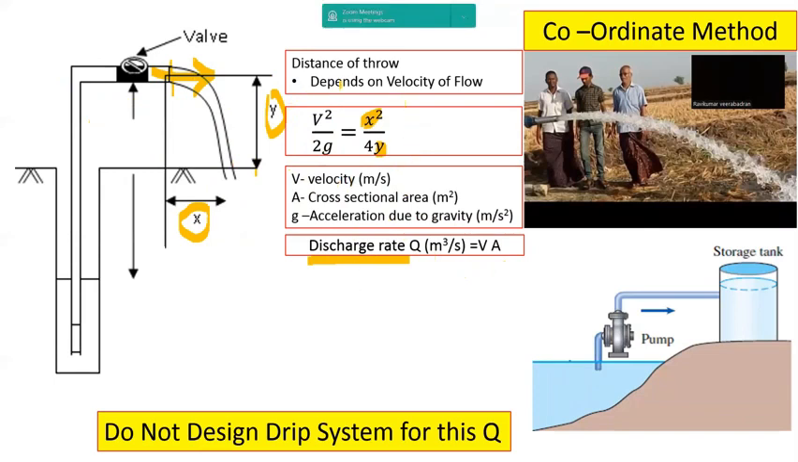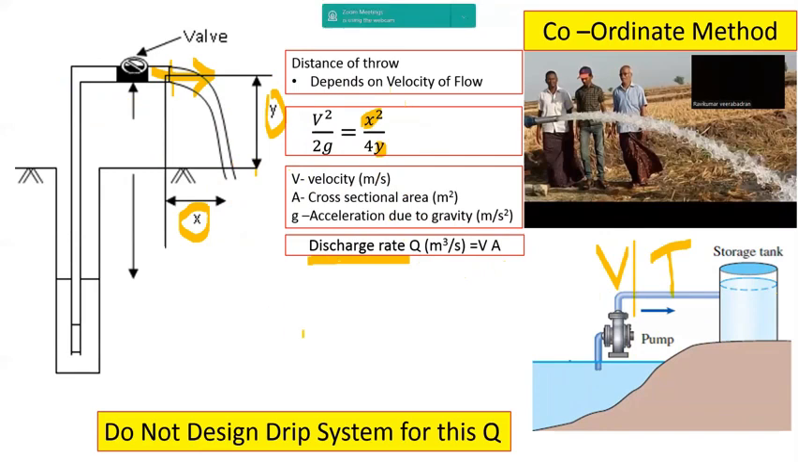If you want to measure the exact quantity of the discharge rate, it is better, if it is possible, to collect the delivered water in a storage tank and note down the time, and also find out the volume filled. Volume divided by time, you will get the discharge rate. This will be a better way of finding the discharge rate that would come out of the outlet of the pipe before the drip irrigation system is connected.